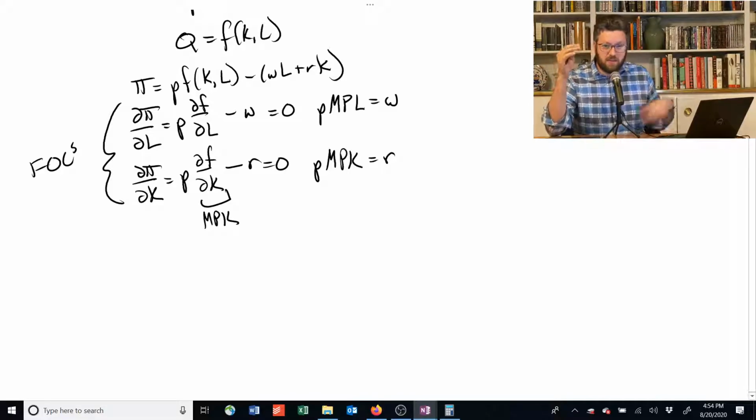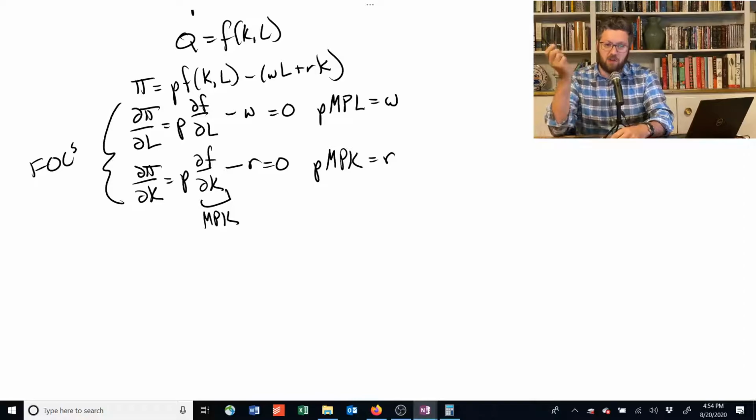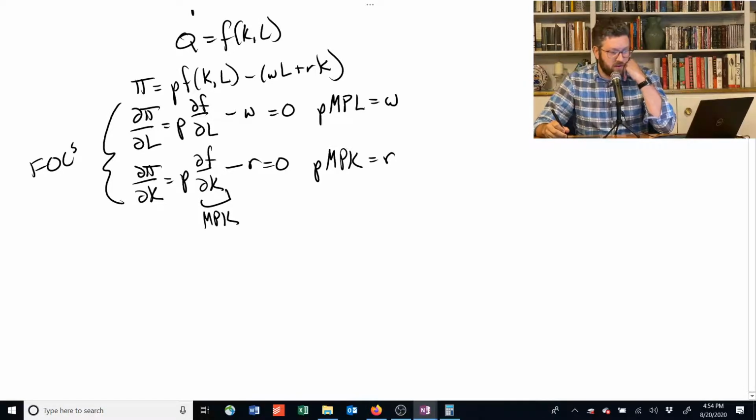The challenge is that we can't do these independently. We have to do them together. Because as we saw, the amount of capital you have affects the marginal product of labor. And so the answer to this is going to affect this. Okay?